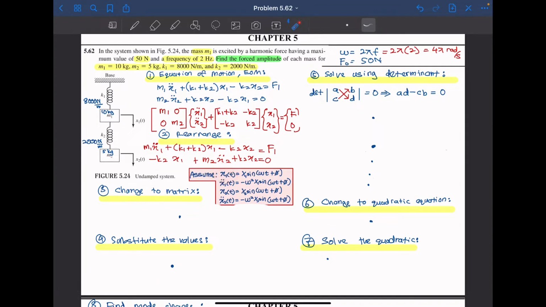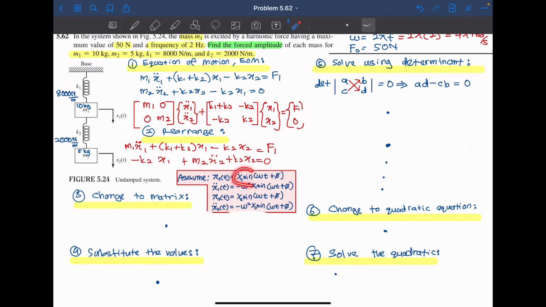Okay, you assume x1 equals X1 sine(omega t plus phi), and x1 double dot equals negative omega square X1 sine(omega t plus phi). Same goes for the x2 position. You have to put that you assume this in your exam, because if I'm not mistaken, if you put that you assume as such, you'll get marks for this part. So you need to put it in whenever you are doing this question in your exam.